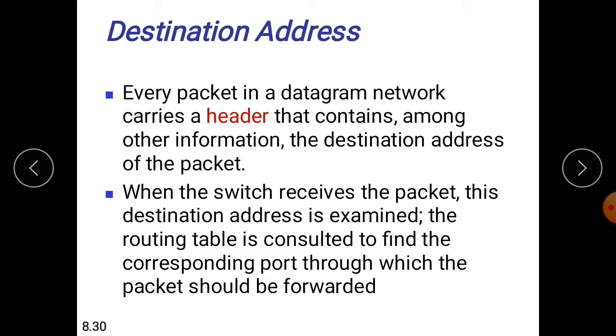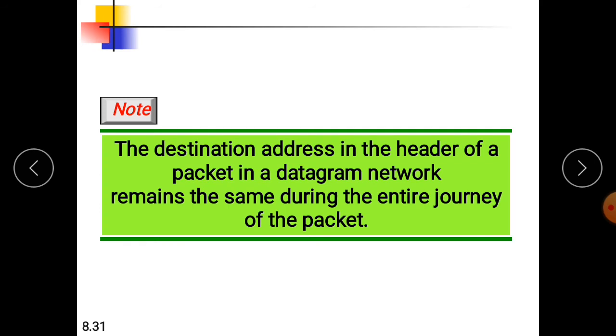Next, we'll see what we mean by this destination address. Every packet in a datagram network carries a header. This header contains the destination address of the packet along with other information. So when the switch receives the packet, this destination address is examined. The routing table is consulted to find the corresponding port through which the packet should be forwarded. The destination address in the header of a packet in a datagram network remains the same during the entire journey of the packet. So the packet destination address will not be changed by the intermediate routers or switches.